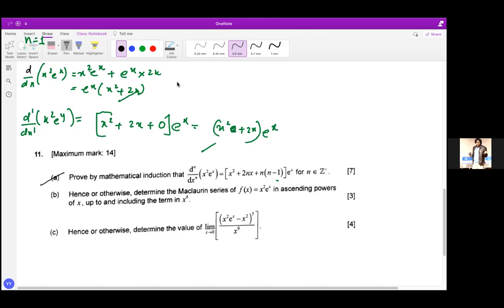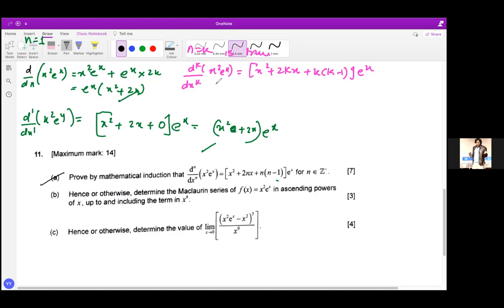So we got the first derivative the same, so we can assume that the kth derivative is also the same. This is the assumption: the kth derivative of x squared e to the power x will be (x squared plus 2kx plus k times k minus 1) times e to the power x. Now, this is the assumption that n equals k is true.